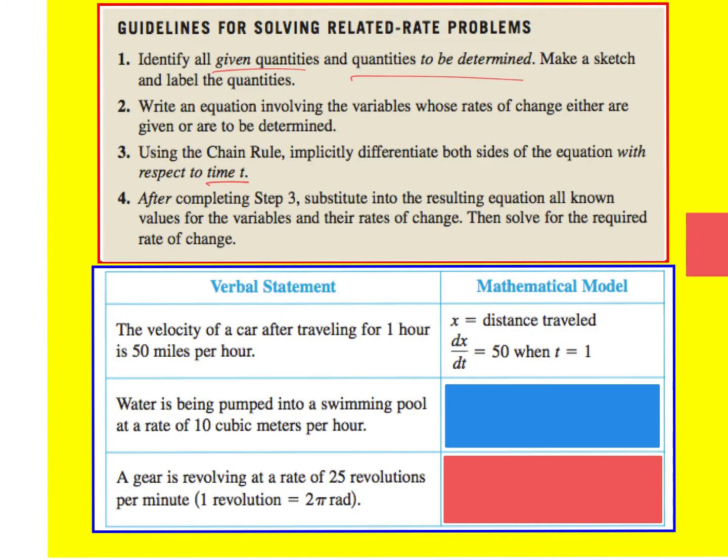All right, the next one. Water is being pumped into a swimming pool at a rate of 10 cubic meters per hour. Well, if I have water in a swimming pool, what is that taking up? Volume. It's taking up volume. All right, so V is equal to the volume of the water in my pool. But it's being pumped into a swimming pool at a rate. So how do I take a rate of volume?